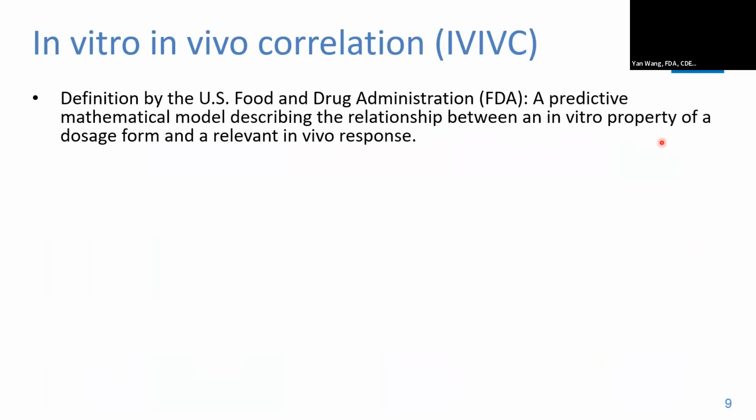So for the next few slides, I'll switch gears a little bit to talk about some general concepts or thinking about IVIVC. For in vitro in vivo correlation, per FDA's general guidance, there is a guidance for industry, although it's for oral modified release products, the fundamental principles are still applicable to non-oral complex dosage forms. So IVIVC is considered a predictive mathematical model that could describe the relationship between an in vitro property of a dosage form and a relevant in vivo response.